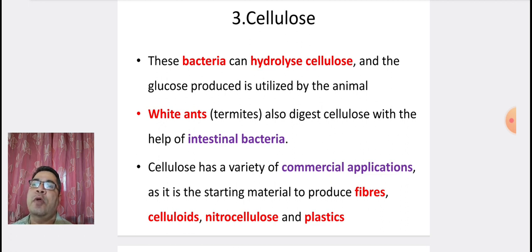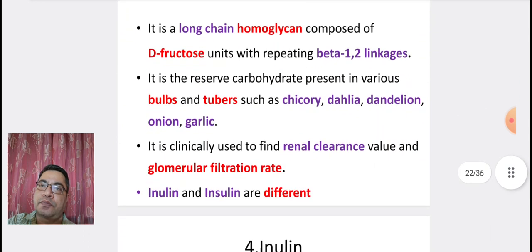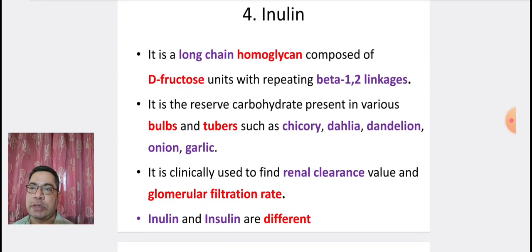Cellulose has a variety of commercial applications, as it is the starting material to produce fibers, celluloids, nitrocellulose, and plastics. Coming to the fourth polysaccharide, inulin. It is a long-chain homoglycan composed of D-fructose units with repeating beta-1,2 linkages. It is the reserve carbohydrate present in various pulps and tubers such as chicory, dahlia, dandelion, onion, garlic, etc.